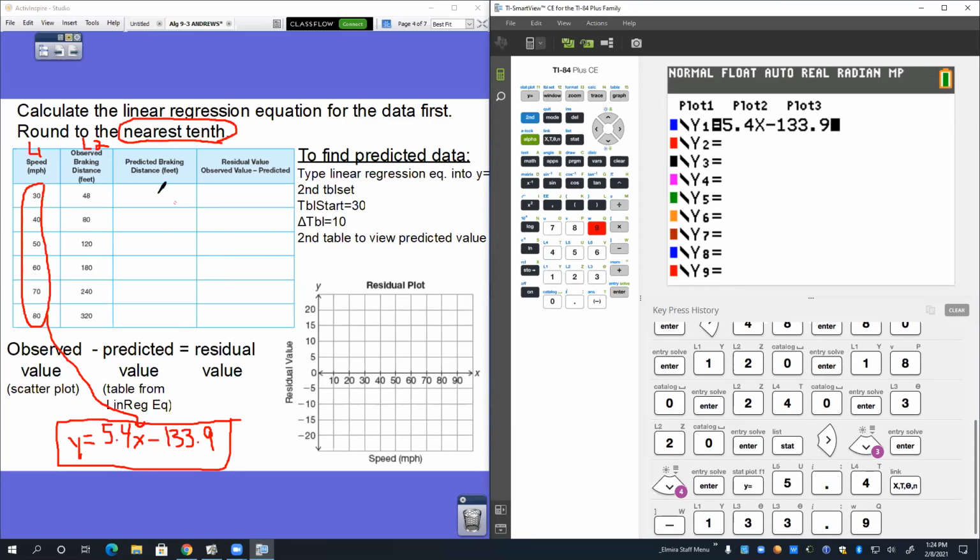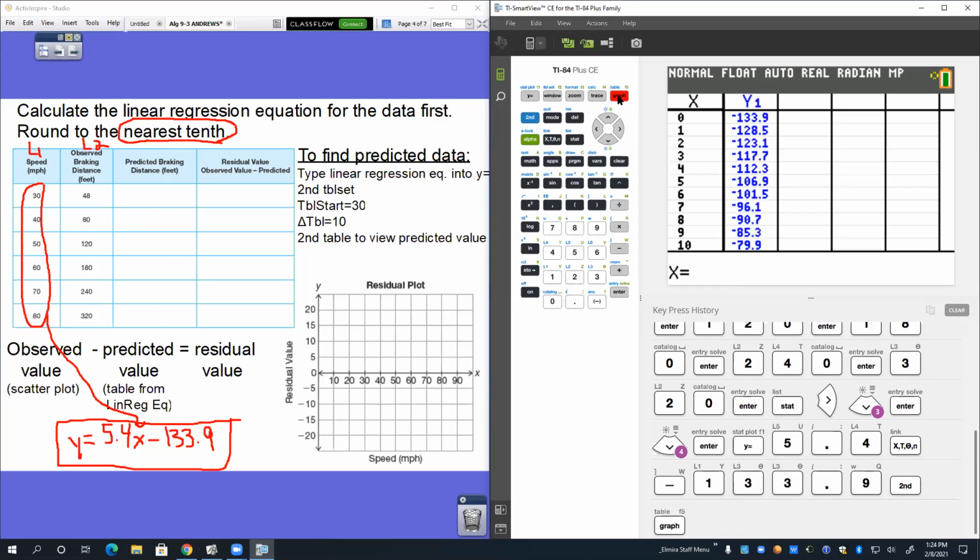And now to get our predicted values, we're going to use the table function. So second and table, which is your graph button. Now, notice that our X values are 30, 40, 50, 60, 70, 80. If you really wanted to, you could just scroll down. It would take a while to get to 80, all right? So there is an easier way that you can change what the table counts by. So I'm going to show you that today.